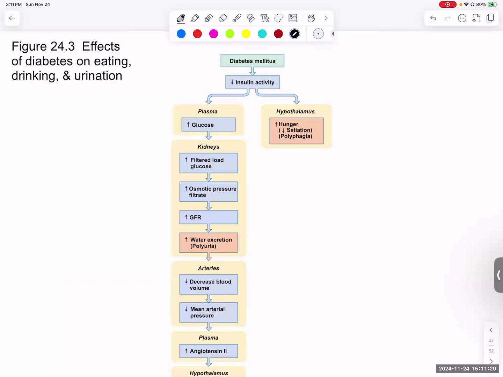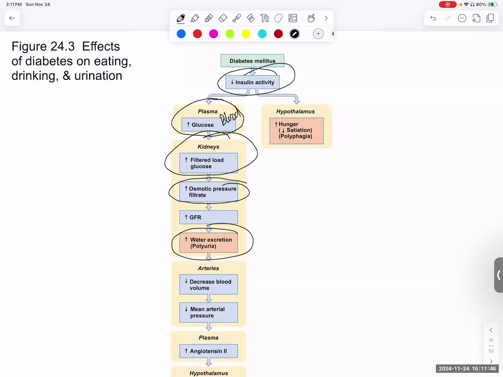So diabetes mellitus, decrease in insulin activity or insulin resistance on the level of the cells. And that's going to lead to an increase in plasma or blood glucose. That's going to increase the filtered load of glucose. That's going to increase the osmotic pressure and glomerular filtration rate. You're going to excrete more water. You're going to decrease blood volume, which decreases blood pressure or mean arterial pressure.